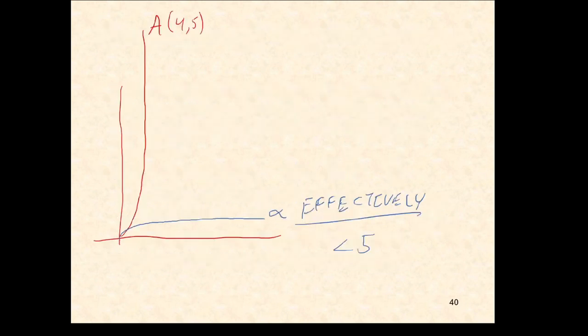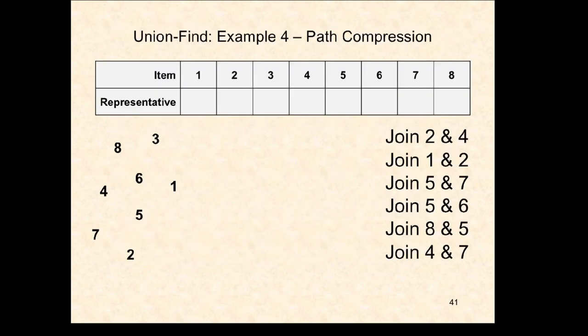So we've got another example in here, which we can go through really quickly. Everybody starts out as their own representative. And then, I'm going to change colors here. Okay, so we join 2 and 4. We ask them. 2 says 2, 4 says 4. They can be union, so 4 changes its representative to be 2. 1 and 2. 1 says 1, 2 says 2. They can be union. The second one, 2 says my representative is 1.